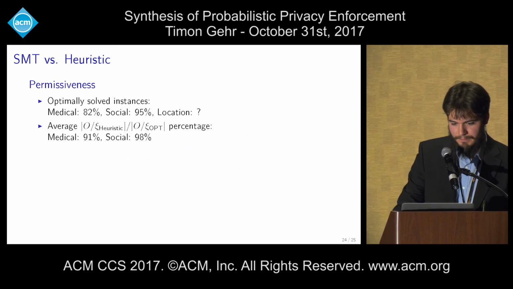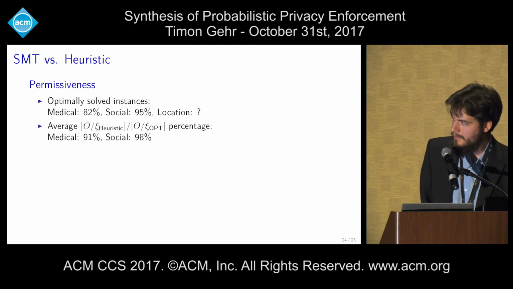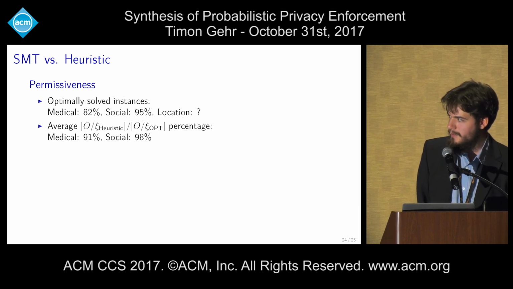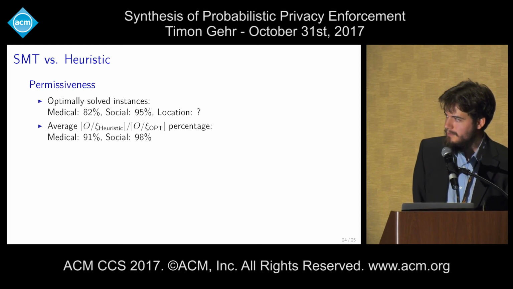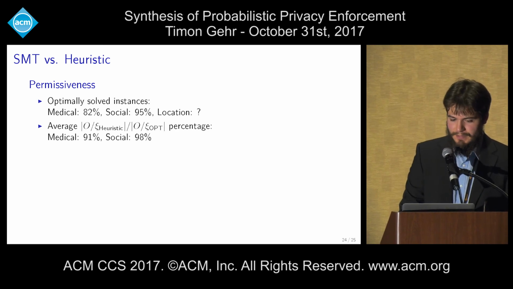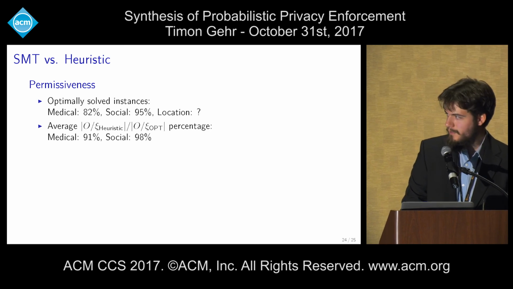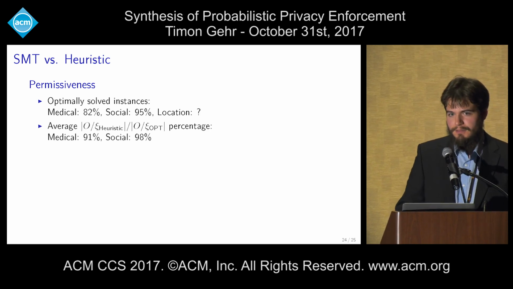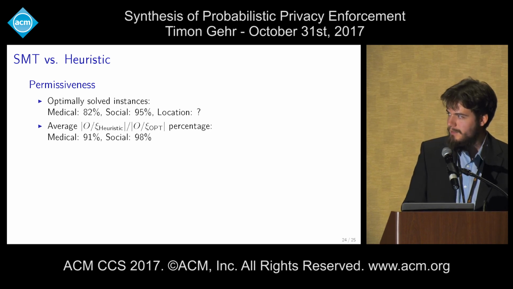Okay, then we have also compared the SMT solver solution, which we know to be optimal, against the heuristic, and it did quite well. So actually, it just optimally solved many of the instances. For example, for medical or social location, we leave out here because SMT timed out all the time, so we don't really know which percentage of instances we solved optimally.